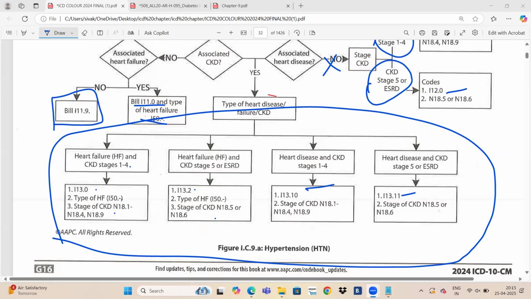Sir, if the patient has CKD stage 3 and CKD stage 5, how do we code? That guideline we can discuss in the CKD chapter. There I will cover how we need to stage if there are multiple stages, everything. Stage 5 we need to code. The highest stage we need to code.